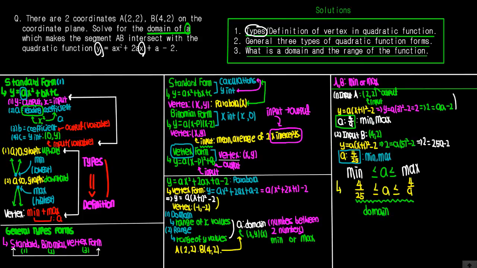To review what we did here, we talked about the three solutions to approach this question. Our ultimate question was to solve for the domain of the variable, and the variable in this case was a, which makes these two functions intersect in the coordinate plane. Firstly, we talked about the types and the definition of the vertex. And we could figure out that they have their own possibilities where the a value signs exist. Then we talked about the general three types and what each is optimized for: standard form, binomial form, as well as the vertex form.